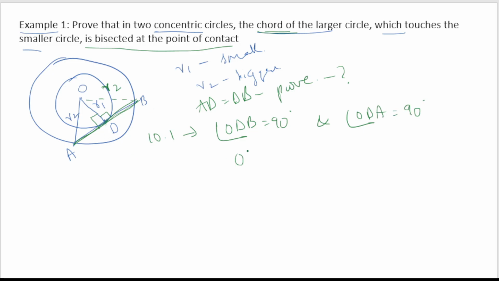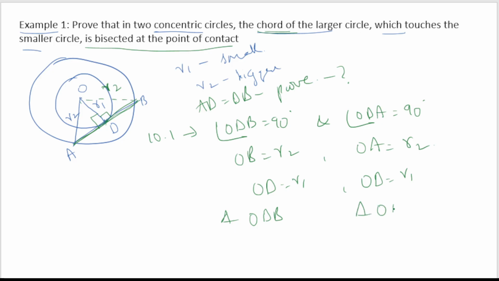OB is equal to the radius of the bigger circle and OA is the radius of the bigger circle, it is R2. And OD is equal to R1. So here we will compare both the triangles, triangle ODB and triangle ODA. ODB is 90 degrees and ODA is 90 degrees. OB is equal to R2, OA is equal to R2, and OD is common. So by the RHS property, both triangles are congruent.